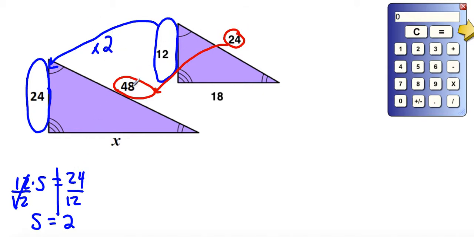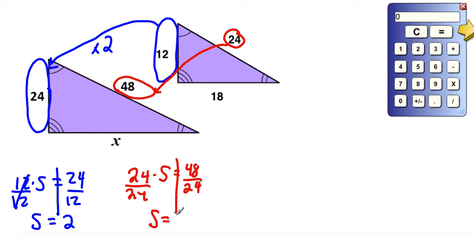You could have also used the 24 and 48. You'll see that this works out as well. So I can do 24, and I'm using this 24, not this one, times a scale factor that we don't know yet is equal to 48. I'm going to solve on both sides for 24, divide both sides by 24 to solve for that scale factor. And here I also get that my scale factor is 2.